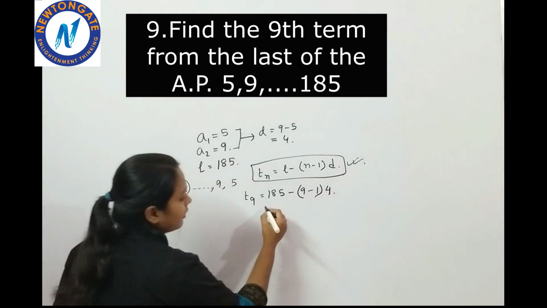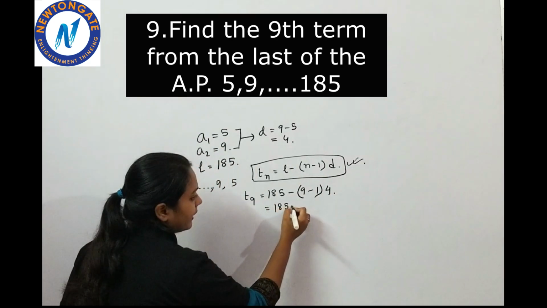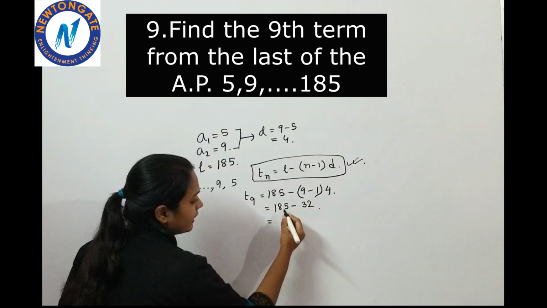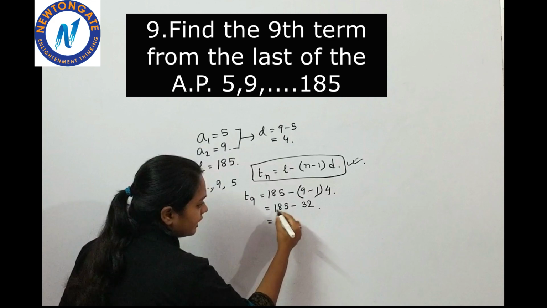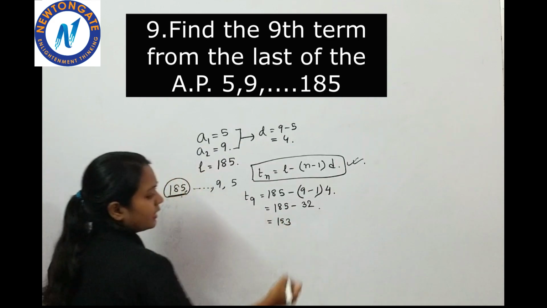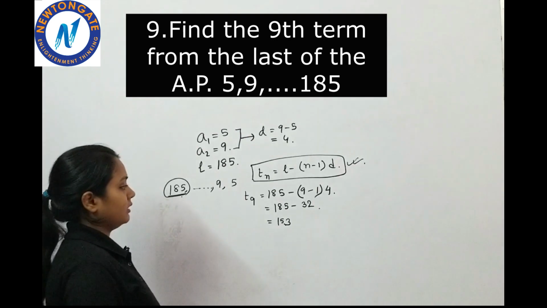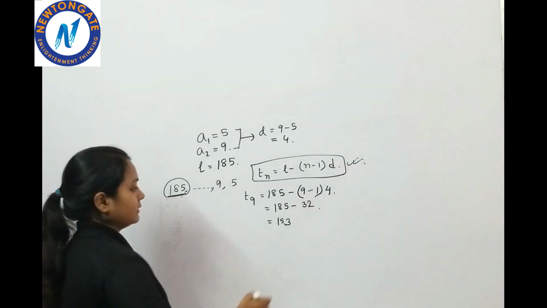Right? 185 minus 8 into 4 is 32, and it will be 185 minus 32, that means 153. Okay. This is the answer.